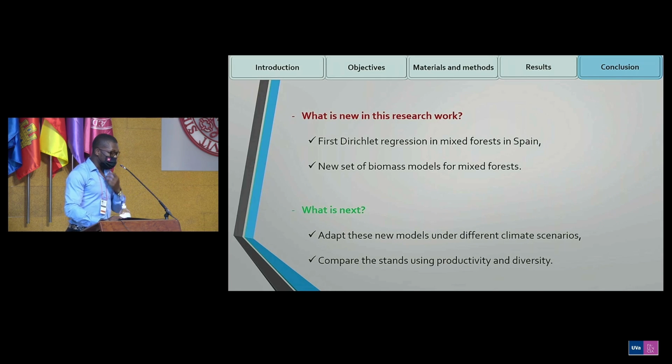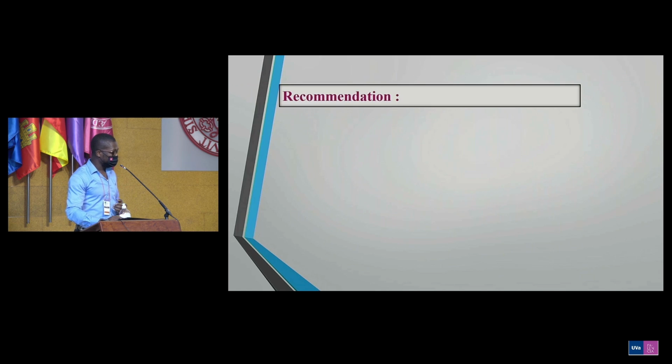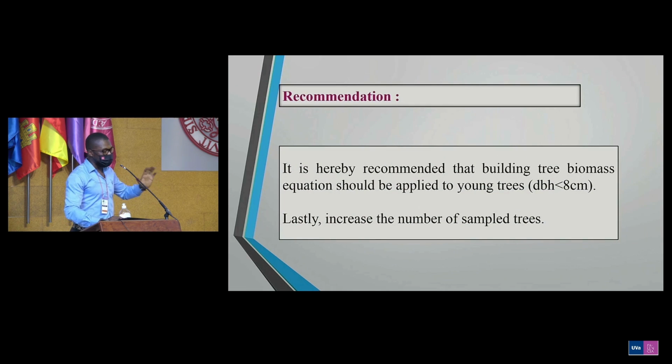So what is new in our research? The main thing is that the Dirichlet regression that we use here is the first time being used in mixed forests. And as a recommendation, I'll just quickly say that most of the time this DBH model is built on adult or mature trees, which is my case, but more research should be done on smaller or younger trees. We should also increase the number of sample trees. And thank you very much.